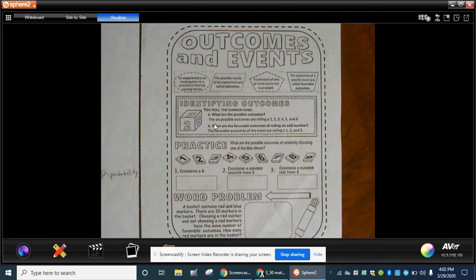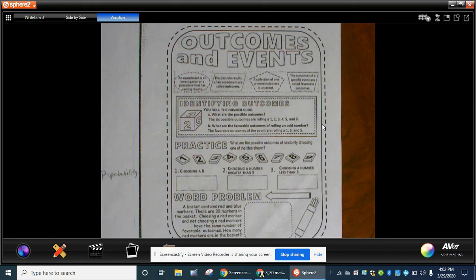Now, favorable outcomes of a cube. We're talking about what we want to roll. Well, I want to roll an odd number. The favorable outcomes of rolling an odd number: there are only three choices, either one, three, or five. So the probability of rolling an odd number would be three out of six possible outcomes, or it can be 0.5 or 50%.